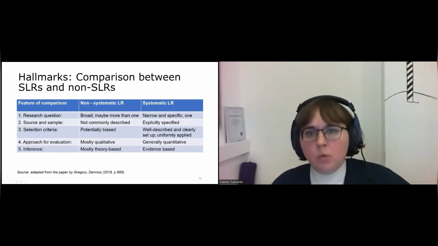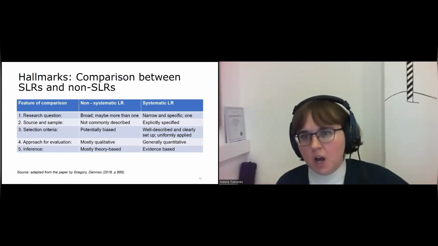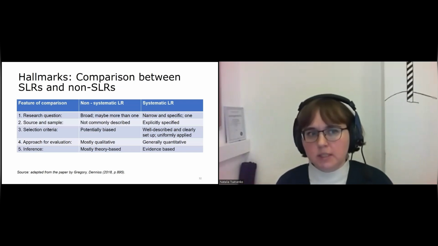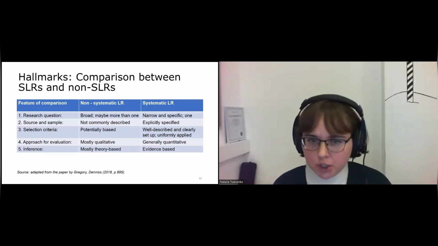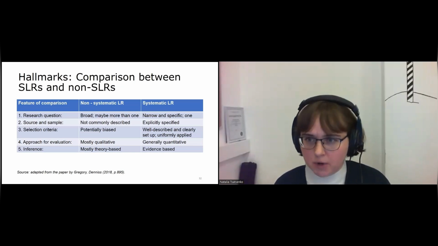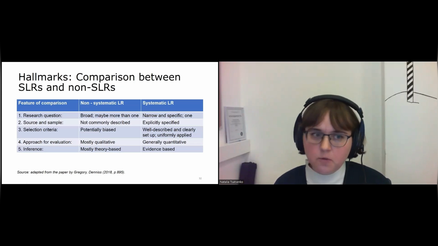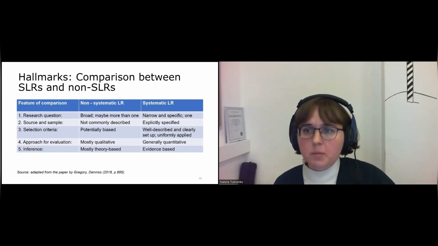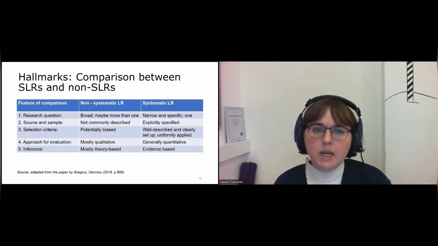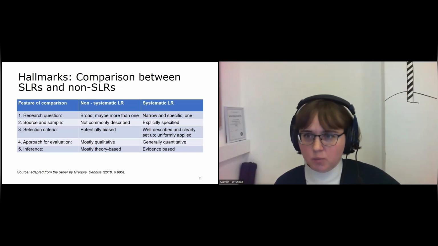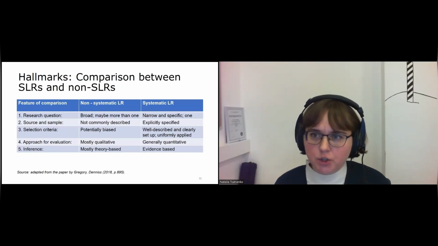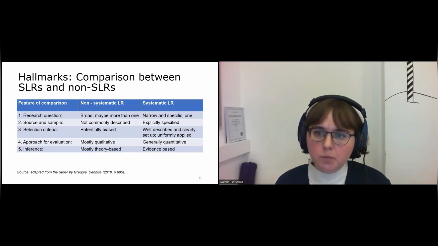I remember there were several questions about how we can compare systematic and non-systematic literature reviews. This is the short summary, based on five features. First of all, the research question. In a non-systematic literature review, if we think about narrative or even critical review, the question will be broad. In a systematic literature review, the research question will be well defined and specified.